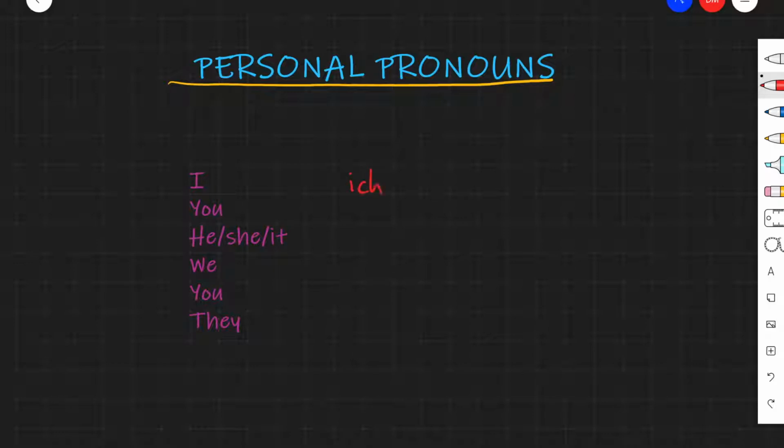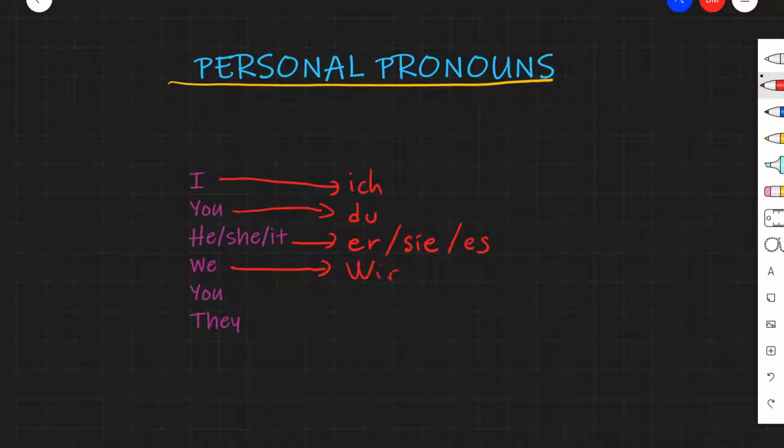ich for I, du for you, he is er, she is sie, and it is es. While we is wir, you is ihr, and they is sie and sie.